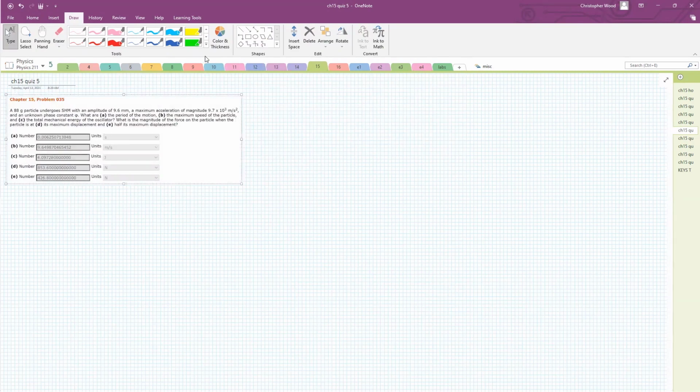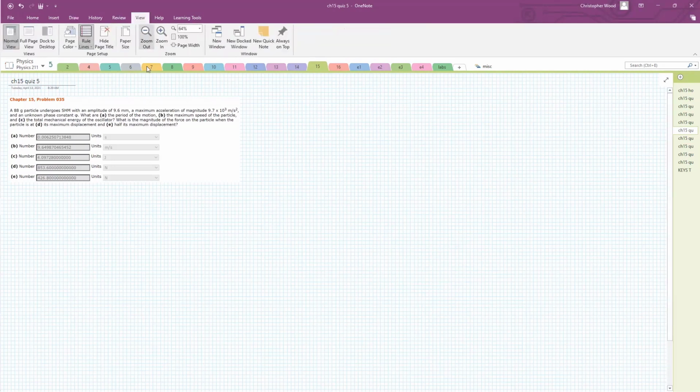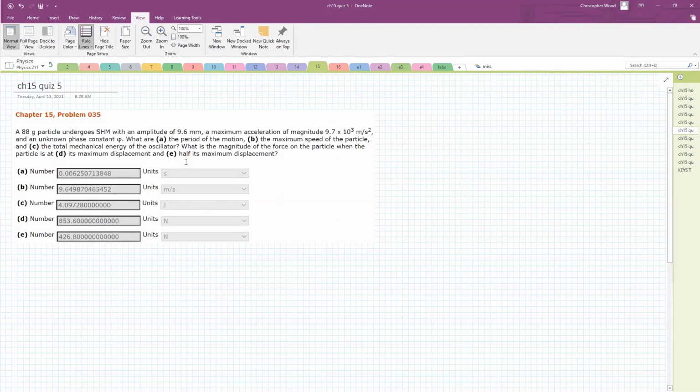One of these multi-part problems. I always like these types of prompts because it's not tricky. It's just saying, hey, go ahead and find out all the basics. It's not like a real super brain teaser. It's just saying, figure out the basic properties. Okay, a particle undergoes simple harmonic motion with a certain amplitude and a certain maximum acceleration and an unknown phase angle. What's the period of motion?